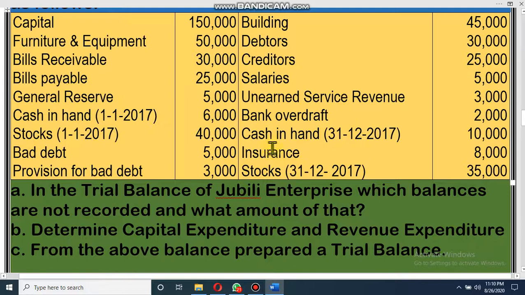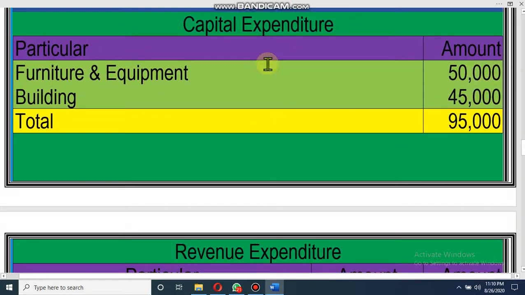So dear student, I hope all of you understand from here which one will be revenue expenditure and which one will be capital expenditure. Let's see the presentation. Dear student, look at the capital expenditure headline. You will write it, then particular and amount. I have told you earlier, capital expenditure I have found in this math only two, furniture and equipment, then building. Furniture is 50,000 and building is 45,000. So the total amount is 95,000. I hope all of you understand.